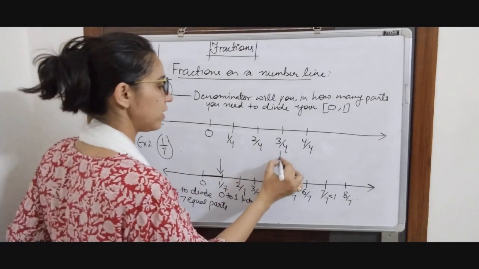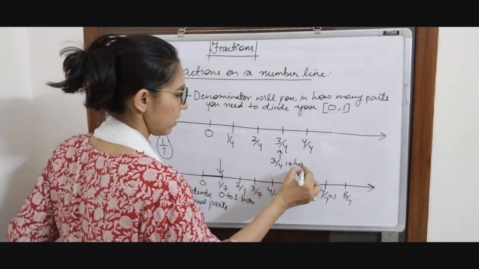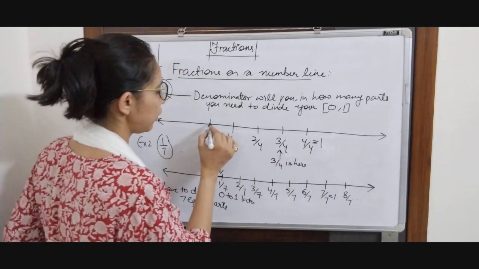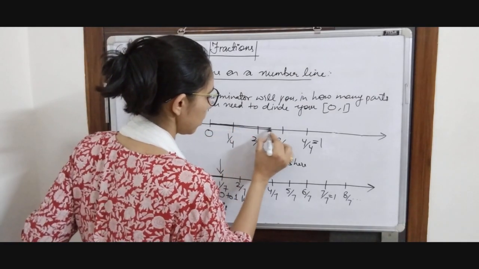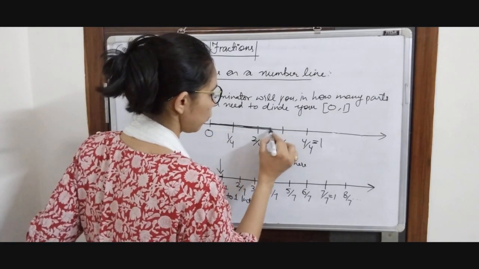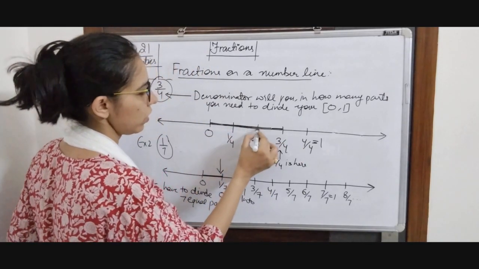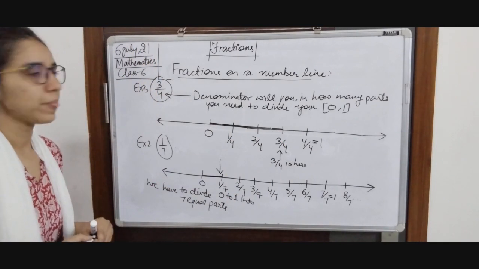So 3 by 4 is here, and this is going to be equal to 1. This is going to be equal to 1, and 3 by 4 is going to be how much? This is going to be this much, okay? From 0 to here, 3 by 4. This is the 3 by 4 fraction, okay?